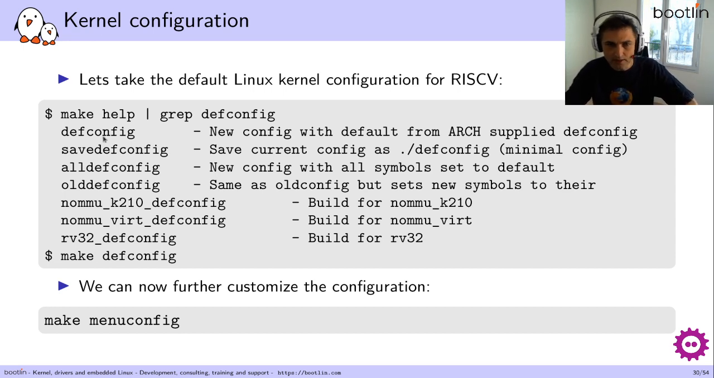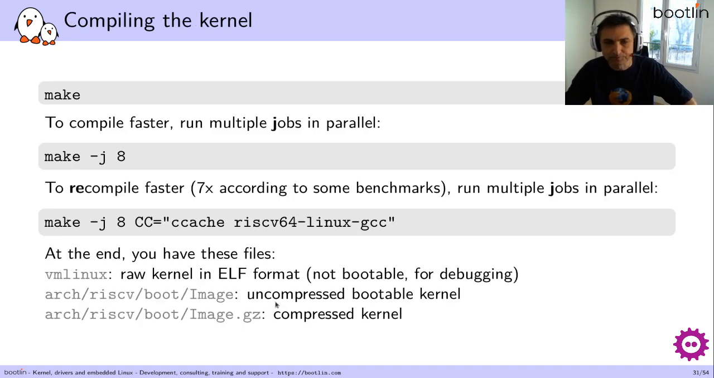It's a generic one. You also have machine-specific defconfig files that you could use too if you have some hardware. Then we have a configuration that's ready to use. So we could further customize it by running make menuconfig. And then to compile, just run make or make -j8 as before to compile faster. And to recompile the kernel faster, if you recompile over and over again, you could use ccache here. So instead of directly using this, set the cross-compile to ccache and the prefix.